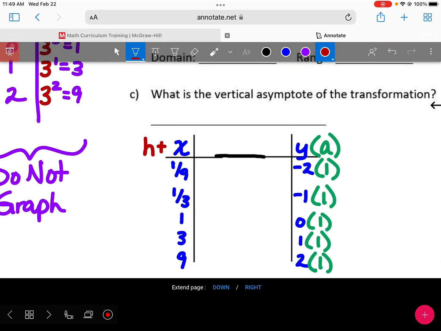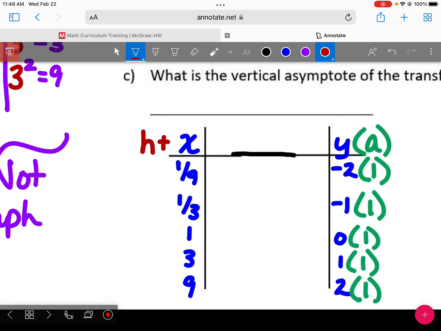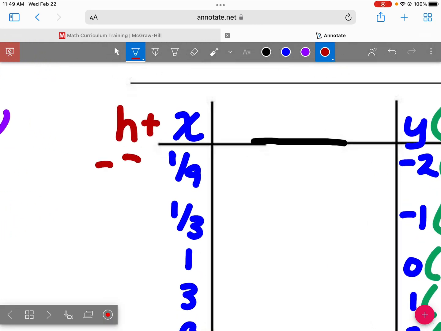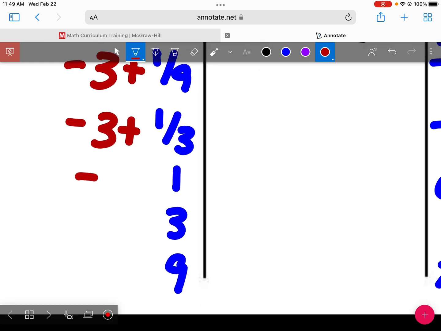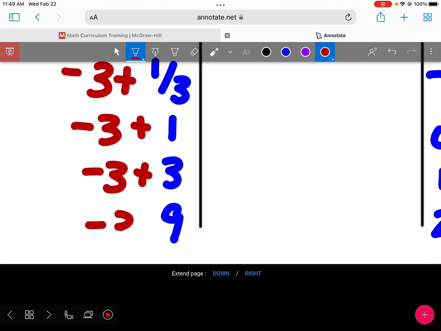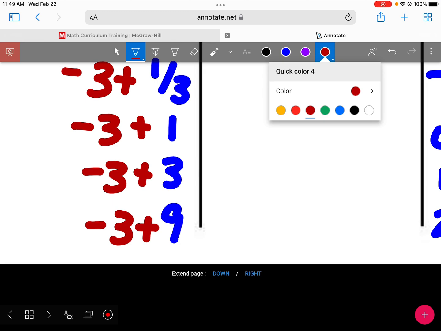What is my h value again? 3, I mean, negative 3. We add negative 3 to all of these x's. Here I'd pull my calculator out so that I can find my new x's.